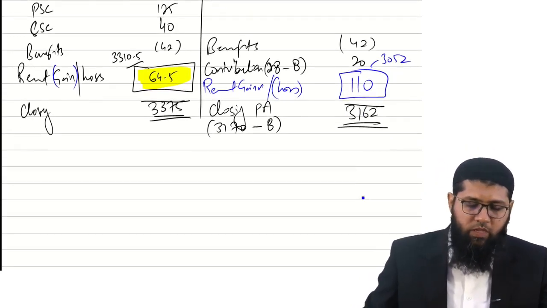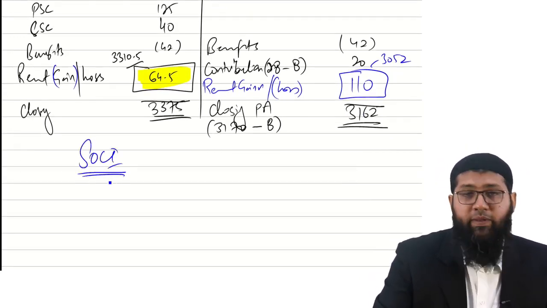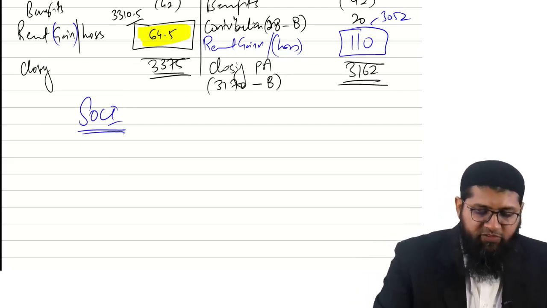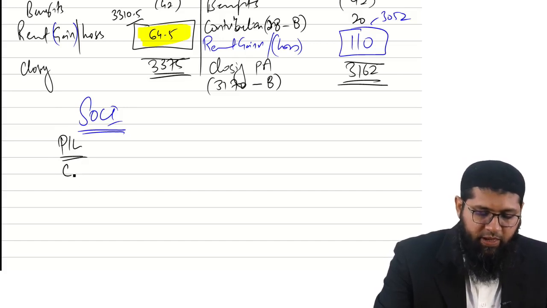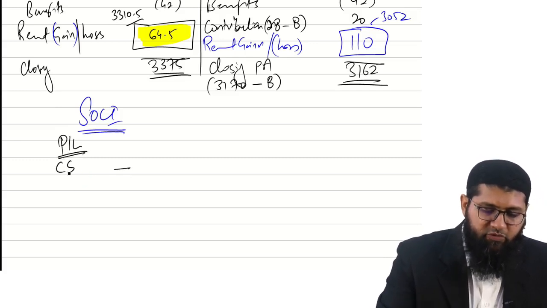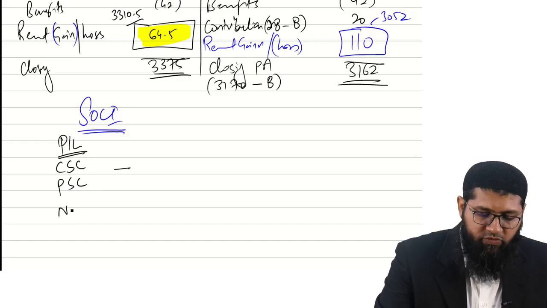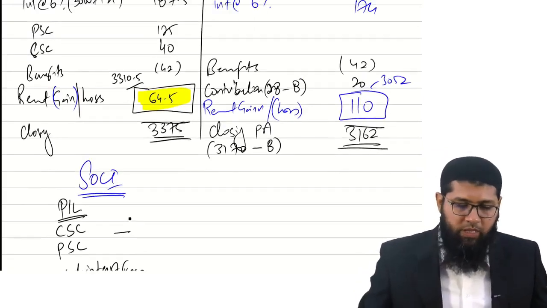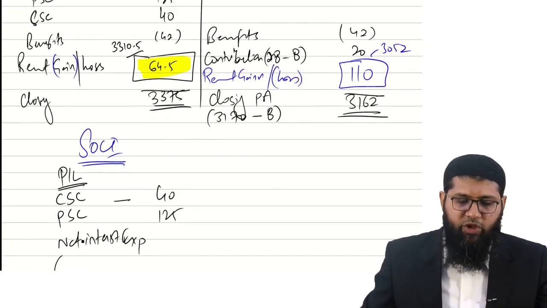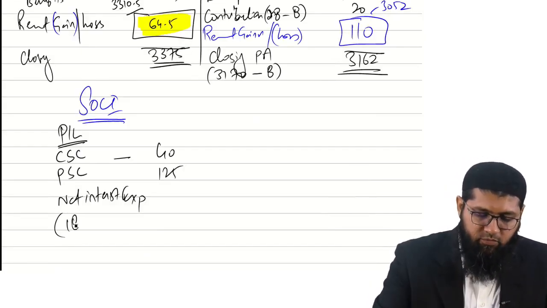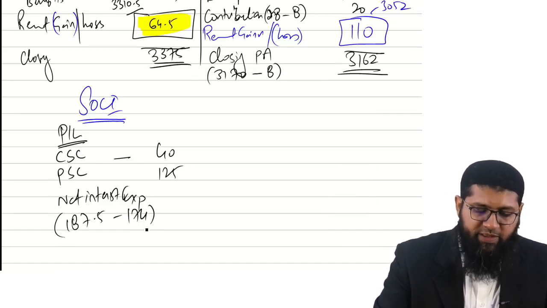Now let's stop. When you are preparing your statement of comprehensive income, from the perspective of the statement of comprehensive income, for the P&L portion, you would say the current service cost, the past service cost, and net interest expense. Current service cost is 40, past service cost is 125. Net interest expense is going to be like this: 187.5 minus 174.